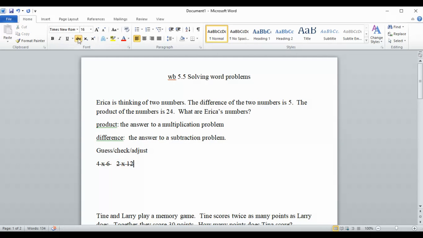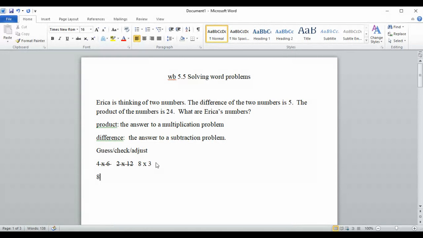And then I'm going to come up with two more numbers that I know when I multiply them together will be 24. So I'm going to say 8 times 3. 8 times 3, I know, is 24. What if I say 8 minus 3? And what do I get there? I get 5. So these must be Erica's two numbers. So my final answer is going to be 8 and 3. Those are the two numbers that Erica was thinking of.